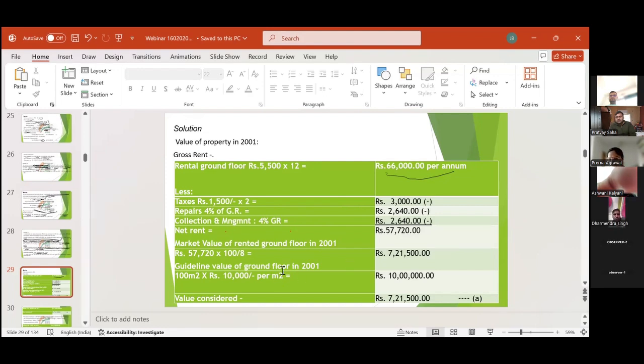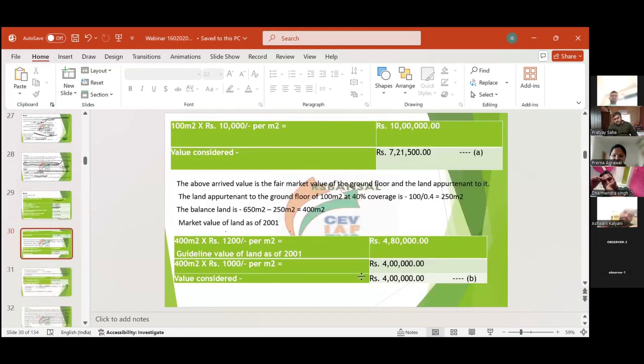And guideline rate for the ground floor is given to you as 10,000 per square meter, which is 10 lakh. You have to take the lower of the two. See here, you have to take the lower of the two, which is 7,21,500. So this is the value which is considered. So now we will consider, this is the value of the building part which is to be considered.